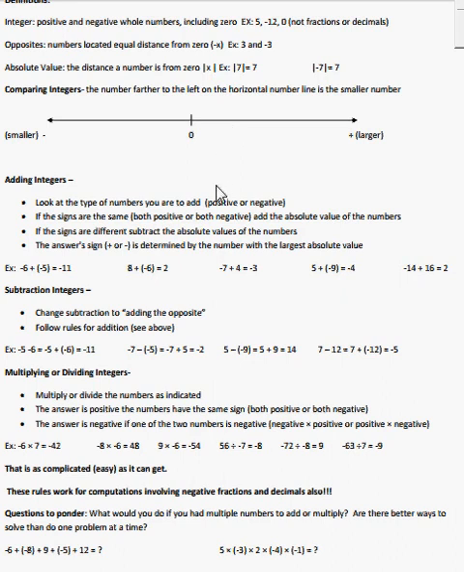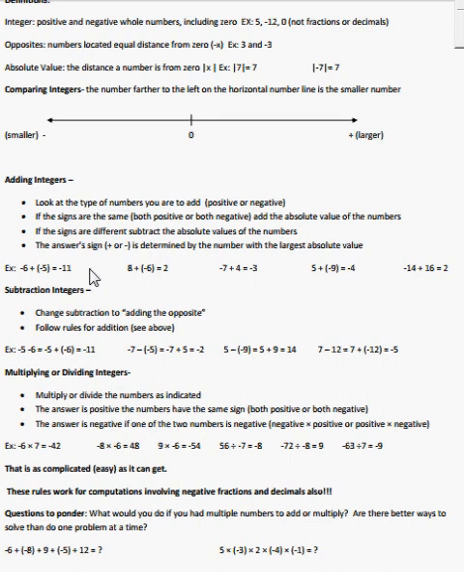A review of adding integers. When you look at types of numbers that you are going to add, whether positive or negative, if the signs are the same, both positive or both negative, add the absolute value of the numbers. If the signs are different, subtract the absolute value of the numbers. The answer is determined by the absolute value. For example, a -6 plus a -5 equals a -11.